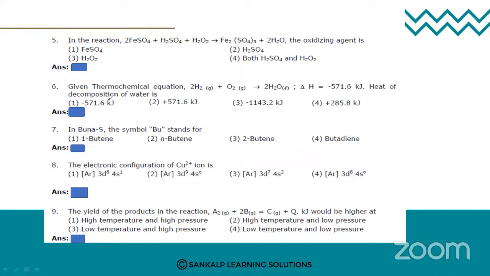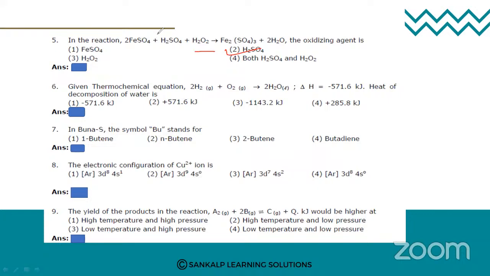So this is the reaction. I'll just write it here. The reaction is 2FeSO4 plus H2SO4 plus H2O2, hydrogen peroxide, giving you Fe2(SO4)3 plus 2H2O. So which is the oxidizing agent? It is H2O2. Option number 2.